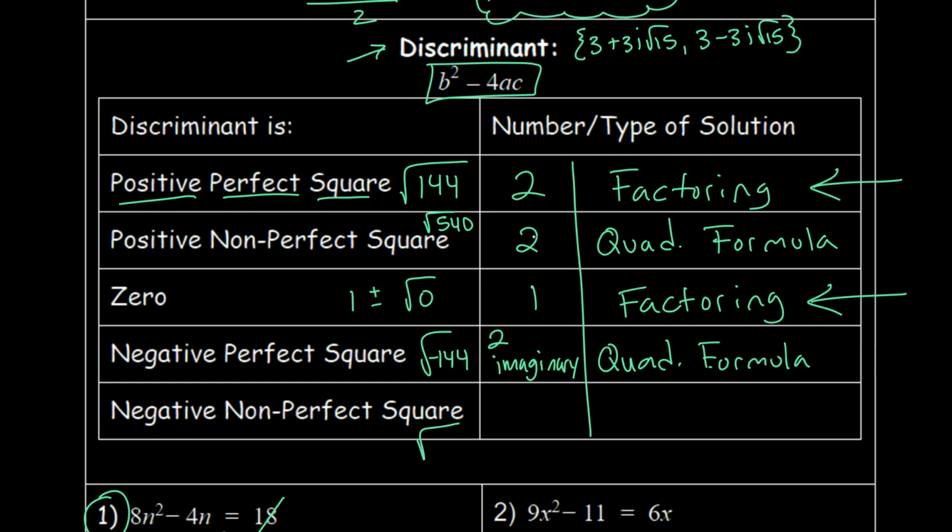And what if it is a negative non-perfect square, like negative 540? How many solutions? We still have a plus or minus, so it's still 2. They're both imaginary still. And we again use the quadratic formula.